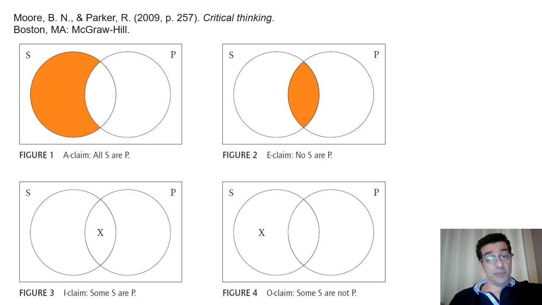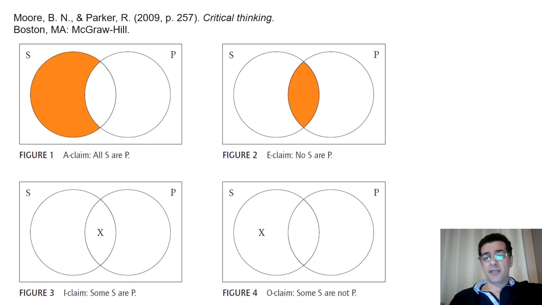Obviously using the same terms as S and P. Some animals are not living creatures. Now if I use the A claim and say the A claim is true, definitely the O claim is false.